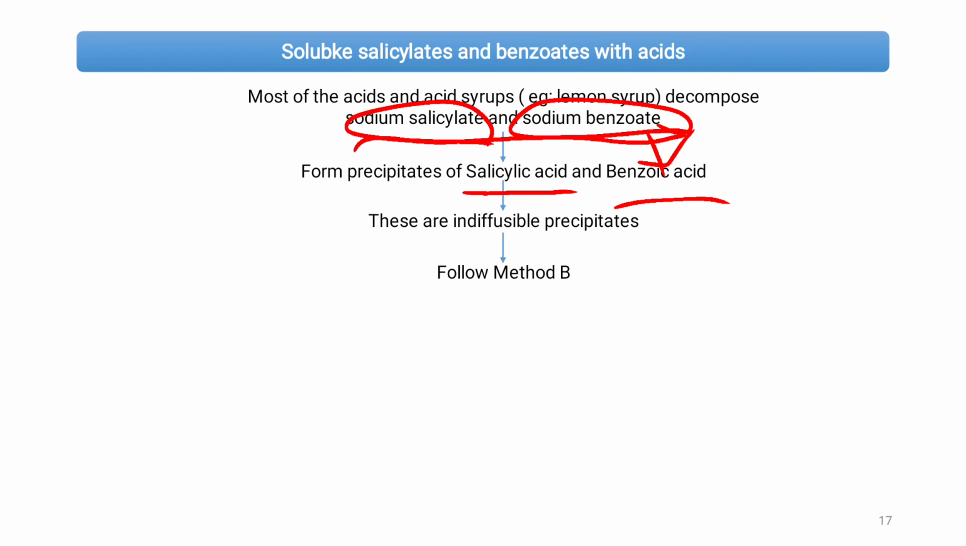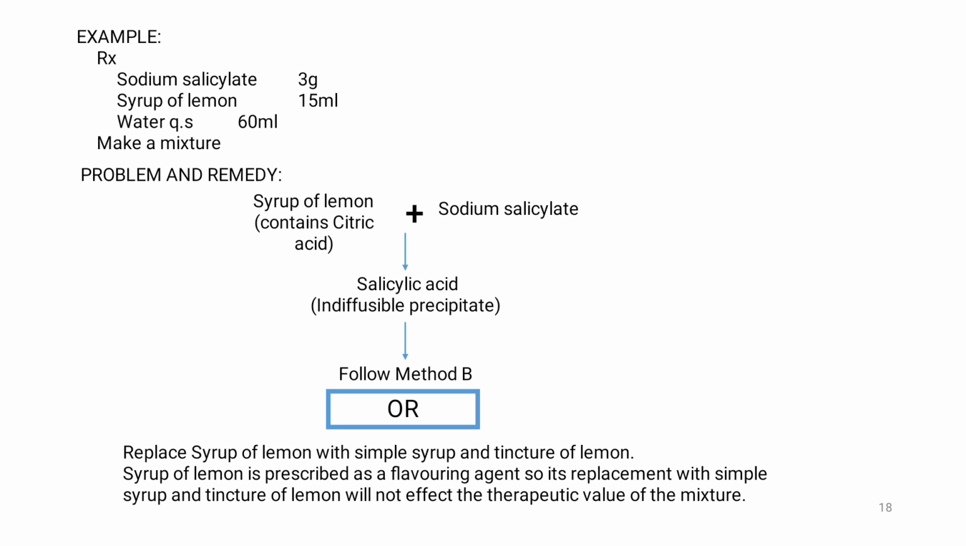That is, it forms precipitates of salicylic acid or benzoic acid. These precipitates are indiffusible precipitates. In case of indiffusible precipitate, we can follow method B for the preparation. Then an example: sodium salicylate 3 gram, syrup of lemon 15 ml, water QS 60 ml. We have to prepare the mixture.